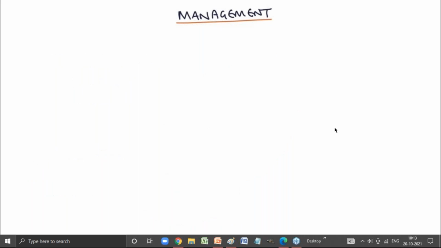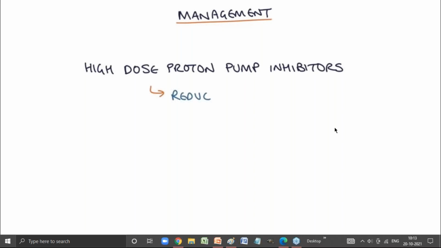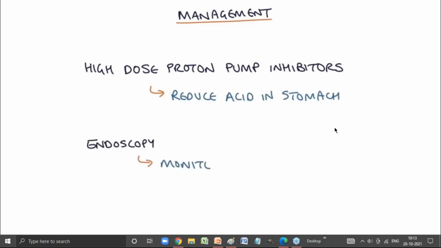Then there's medical management, which is very similar to gastroesophageal reflux disease, using high-dose proton pump inhibitors to reduce the amount of acid in the stomach. And endoscopy can be used to monitor the ulcer to ensure that it heals and to assess for the development of further ulcers. There's a few complications from peptic ulcers.